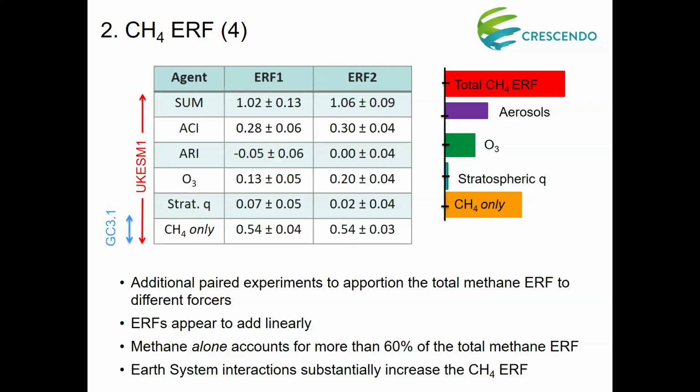We've run additional pairs of experiments with UK ESM1 to try and apportion the total methane effective radiative forcing to different forcers or to different interactions that are active in the model. In the first column, I take the UK's Earth System model and sequentially disable a single interaction or a single forcing agent from affecting the top of atmosphere radiative fluxes. So I disable aerosol cloud interactions, aerosol radiation interactions, ozone and stratospheric water vapor, until in the end it's only methane alone, through its direct radiative effect and its adjustments, that can impact the top of atmosphere radiative fluxes.